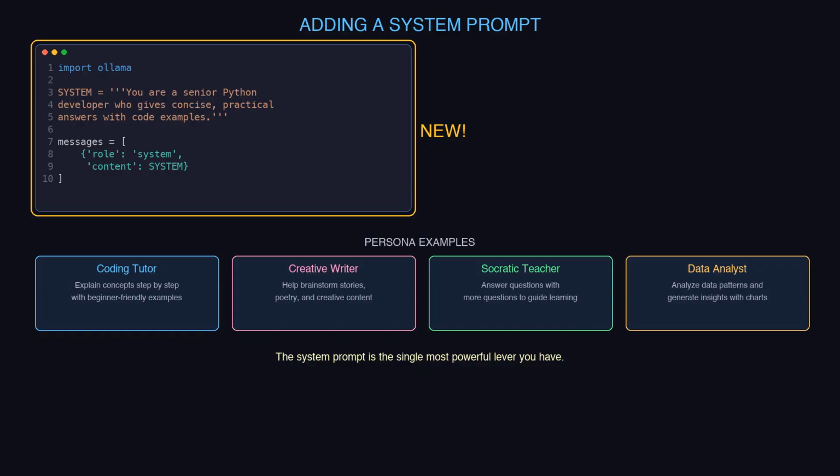To give your chatbot a personality, add a system message at the start of the conversation. Before the loop, insert a message with role system and your instructions. For example, you are a senior Python developer who gives concise, practical answers with code examples. Now every response follows that persona. You can make it a coding tutor, a creative writing assistant, a Socratic teacher, whatever you want. The system prompt is the single most powerful lever you have.